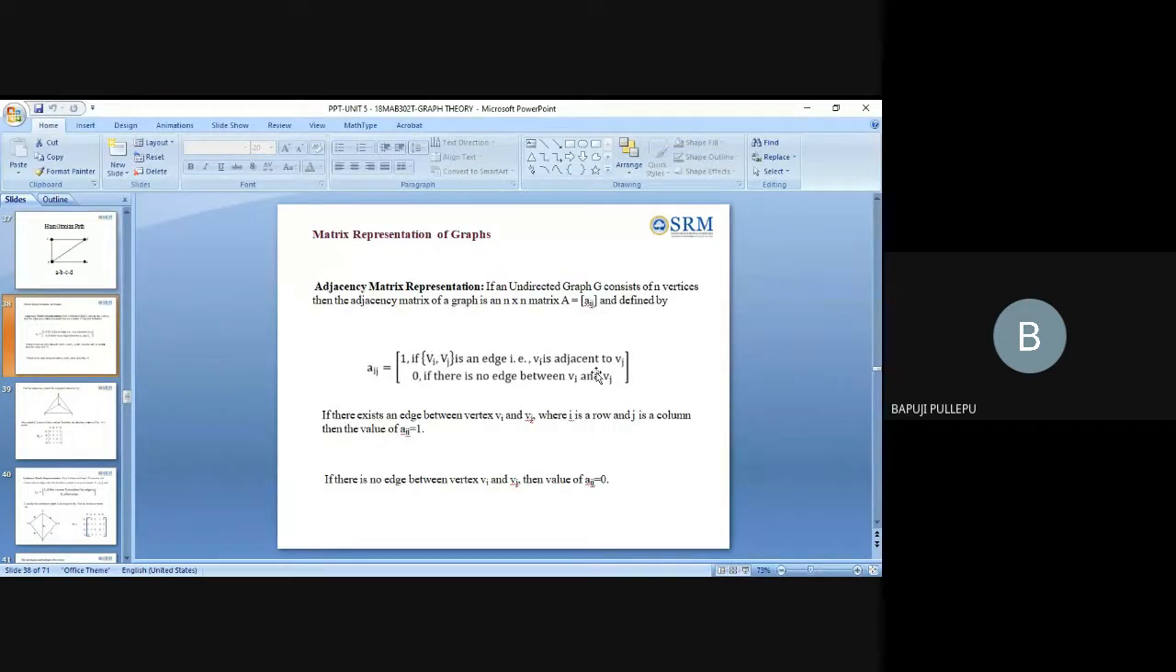Then matrix representation. What is an adjacency matrix? If an undirected graph consists of n vertices, then the adjacency matrix is an n by n matrix whose entry a_ij is defined as 1 if there exists an edge between Vi and Vj, in the ith row and jth column. If there is no edge between them, the value is 0. I will explain this.